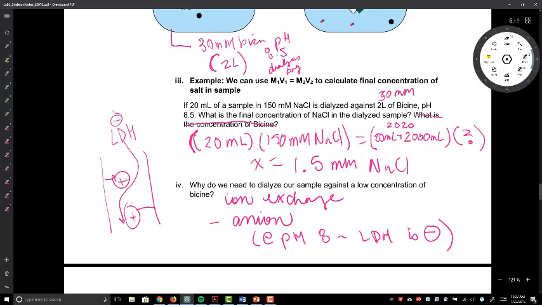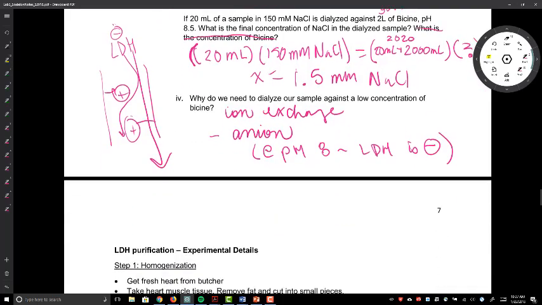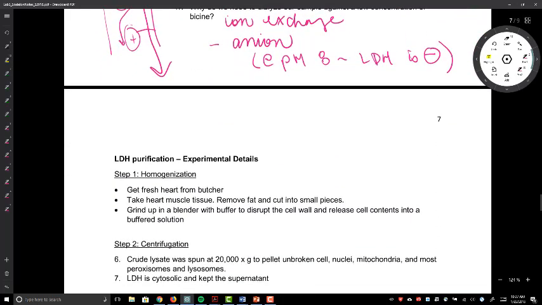And what happens is if we have ammonium sulfate masking the charge of LDH, LDH is not going to stick. It's going to go straight through, and so we wouldn't be able to effectively purify the protein. So we need to make sure that we get rid of the salt so the charge of LDH isn't masked by the ammonium sulfate, so it can stick to the column and then be eluted appropriately. But again, we'll talk more about that in detail during the next lab.